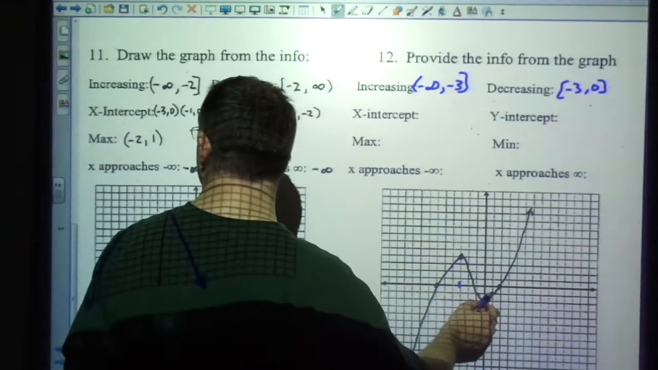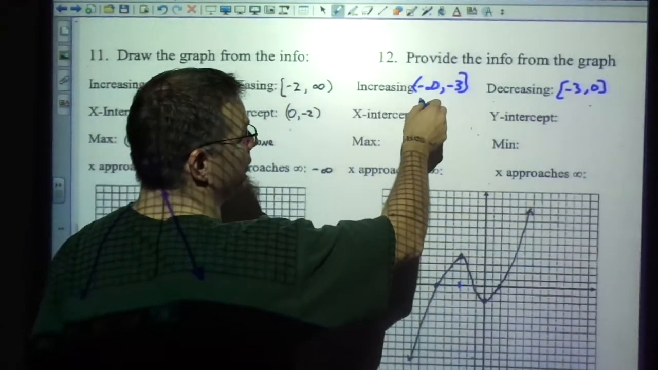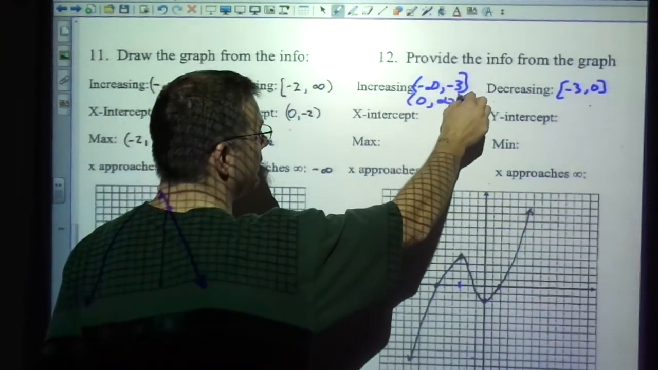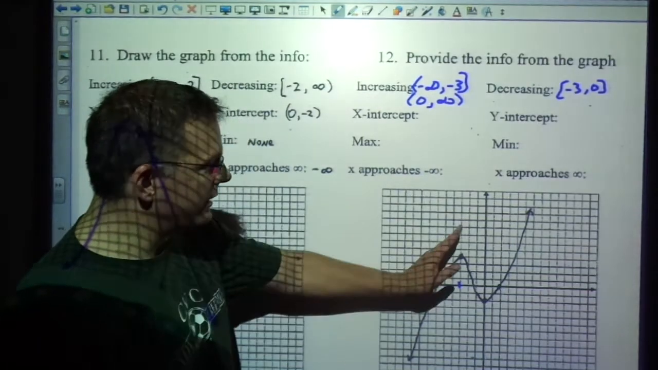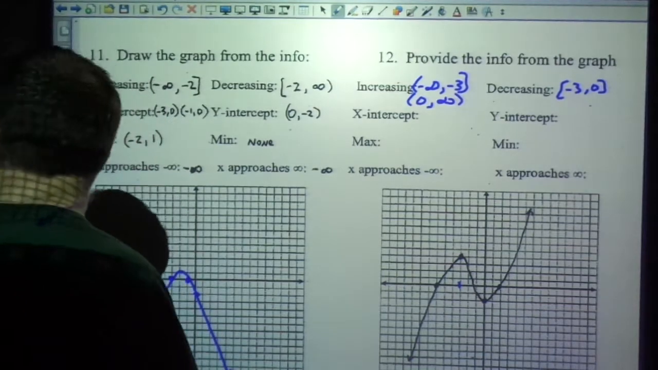But then it turns to increase again from 0 to positive infinity. So we've got another interval here, 0 to positive infinity. We are increasing. So it's increasing to here and increasing to here, decreasing in between. Does it have any x-intercepts?